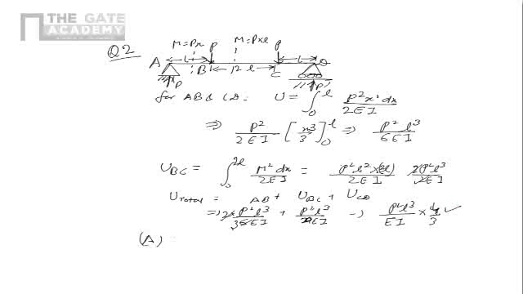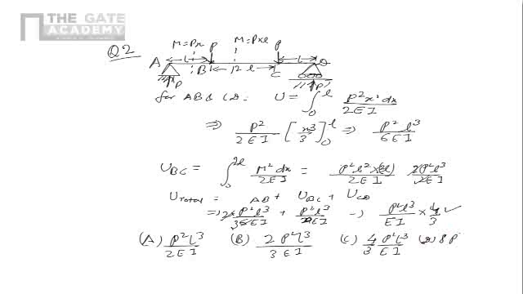So the options which have been provided are: option A, P square L cube upon 3I; option B is 2P square L cube upon 3EI; option C is 4 upon 3 P square L cube upon EI; and option D is 8P square L cube upon 3EI. So obviously this is answer C.